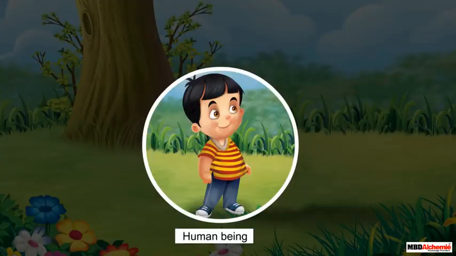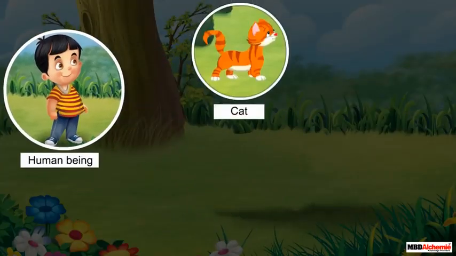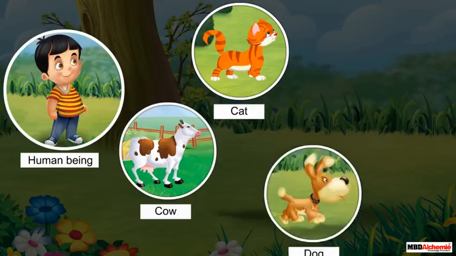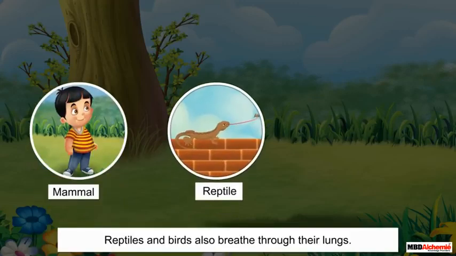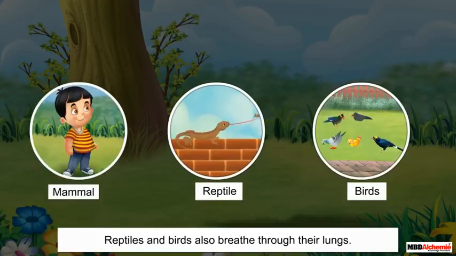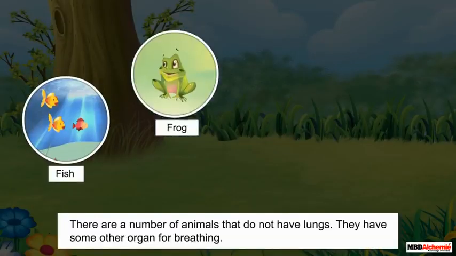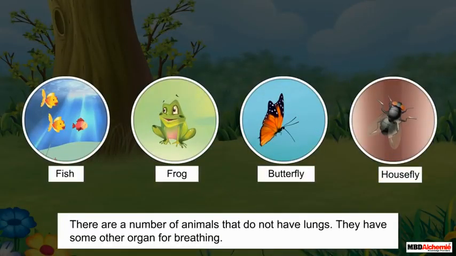Like human beings, all mammals such as cat, cow, and dog breathe with the help of their lungs. Apart from mammals, reptiles and birds also breathe through their lungs. However, there are a number of animals that do not have lungs. They have some other organ for breathing.